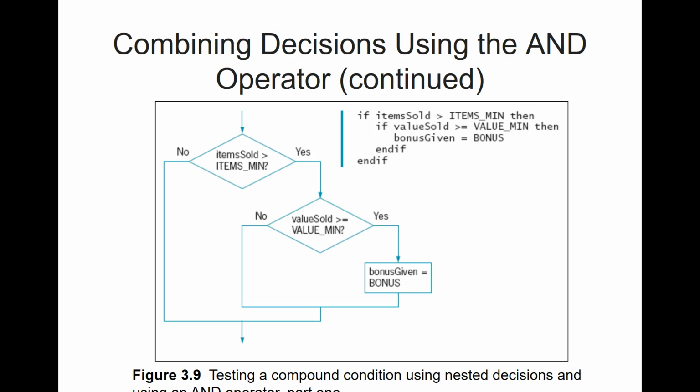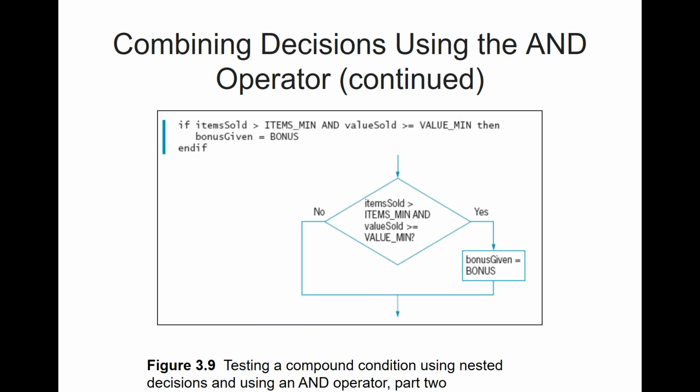So the same thing. If items sold greater than items minimum, and then we nest right inside of that an if statement of if value sold greater than or equal to value minimum, then bonus equals given. So in other words, we give them the bonus.